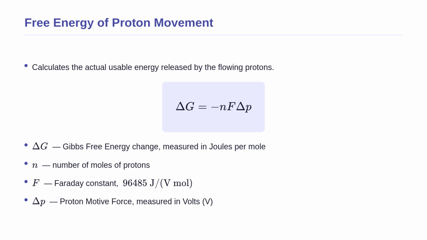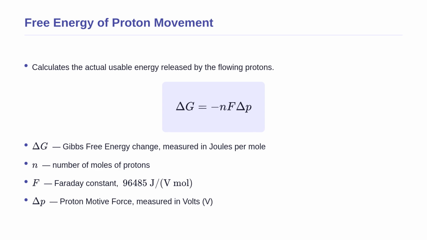This formula we just used leads us to an important question. How much actual energy does this voltage represent? To find out, we use the thermodynamic equation for Gibbs free energy change, denoted by delta G. This formula connects voltage to free energy.